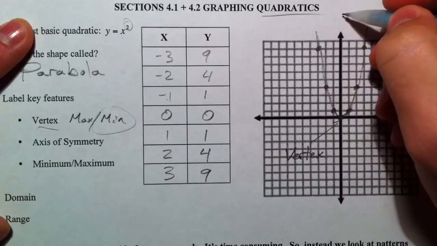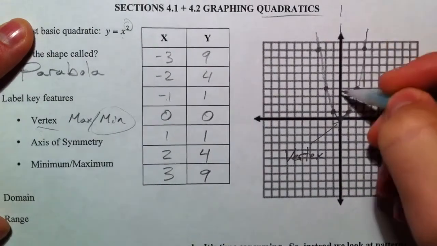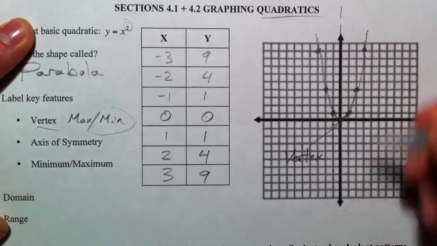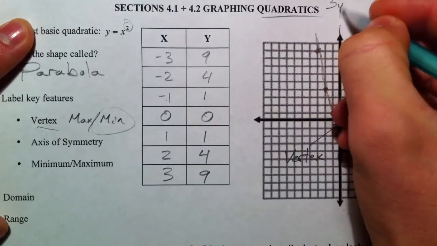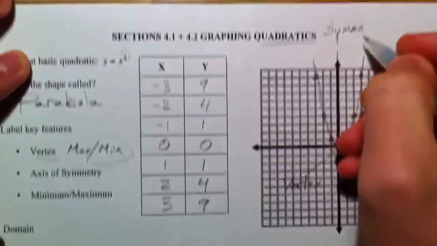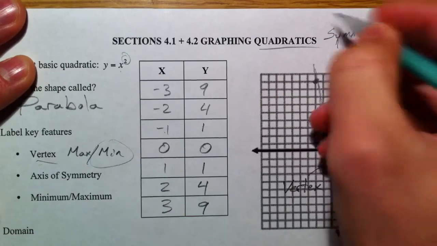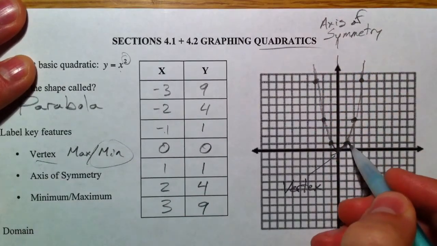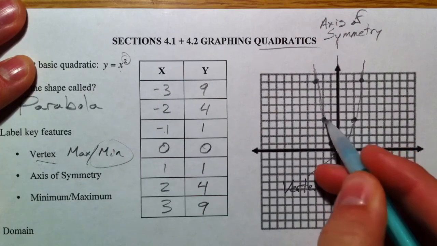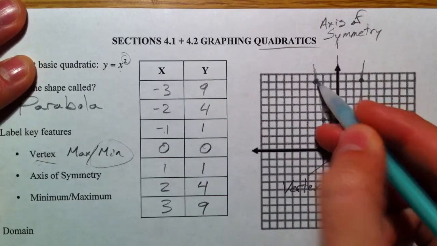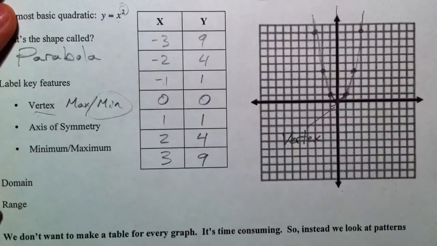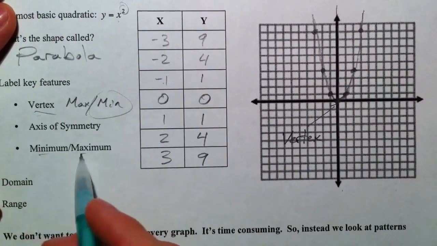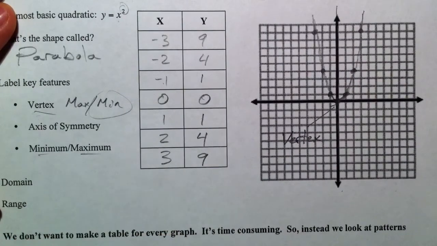Axis of symmetry. Parabolas are symmetric. And so right down the middle, it has this axis of symmetry. Meaning that every point on this side is reflected. Every point on this side has a point on this side. Every point on this side, so on. And so the minimum and the maximum, like we talked about as well.